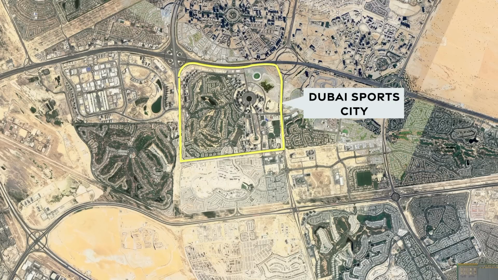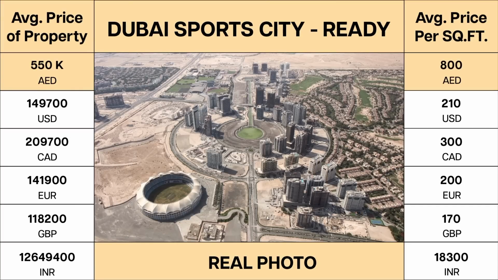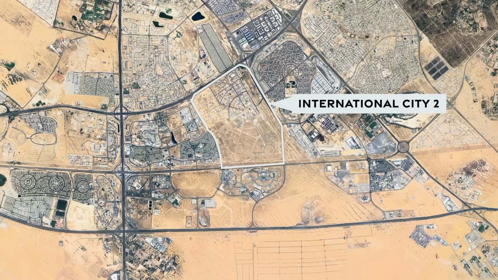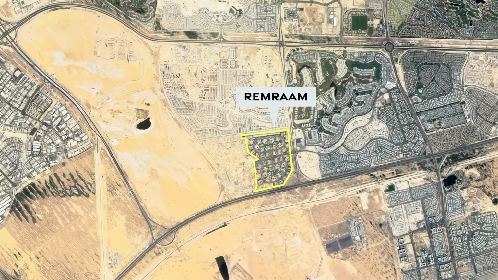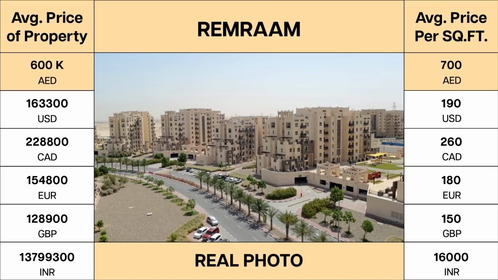Coming back to Sports City, the existing ready buildings here are at an average price per square foot of just 800 dirhams. International City Phase 2 is an extension to the Phase 1. Average price per square foot of just 800 dirhams. Remraam is another affordable community with its location on Hessa Street. Average price per square foot is just 700 dirhams.